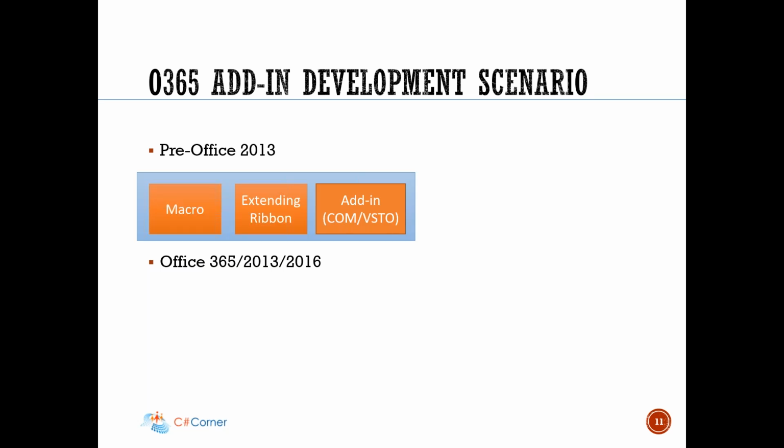So previously, pre-Office 2013, we had these options. The Office add-in development can be done as part of a macro, as part of extending the Ribbon. The Ribbon is the toolbar which you see on the top in Office applications, and the add-in itself can be based on COM or VSTO. VSTO means Visual Studio Tools for Office. That development was using C# code or VBA. So it was a COM-based development.